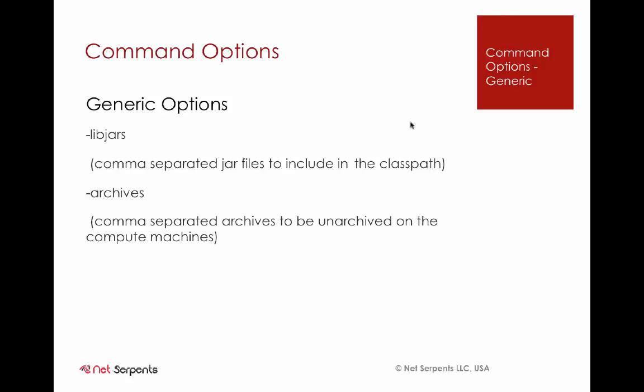So more generic options, we have libjars. This is a comma separated list of jar files to include in the class path. Archives. So if you want to include some archives which need to be unarchived on the compute machines, you have these additional options.